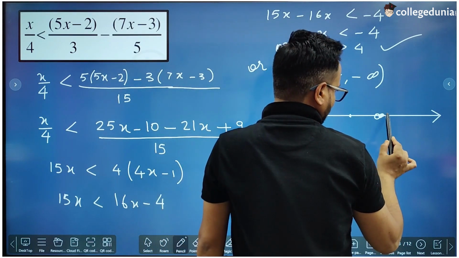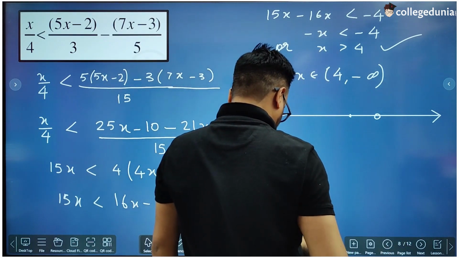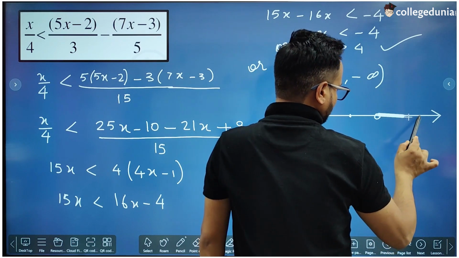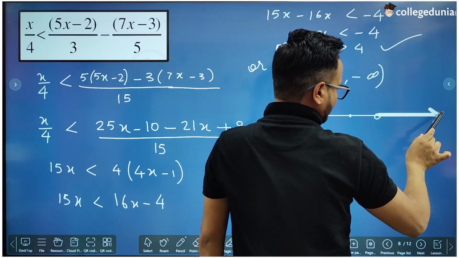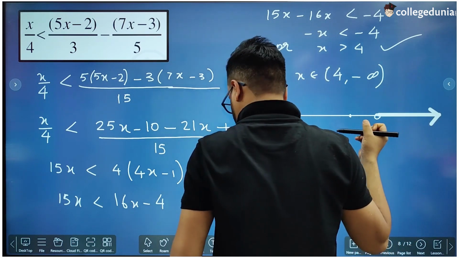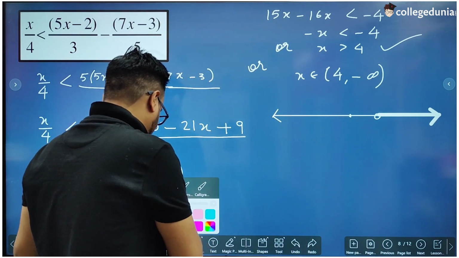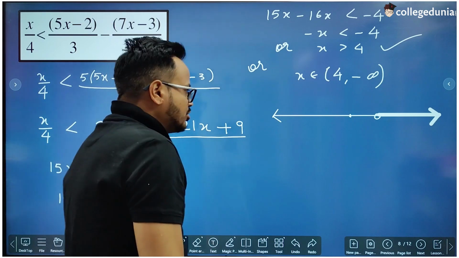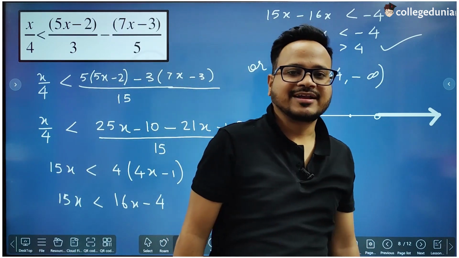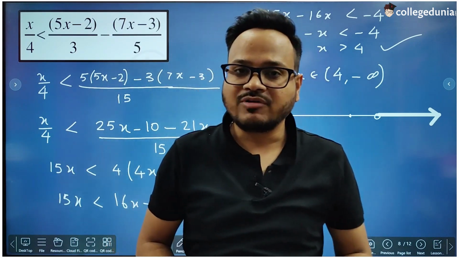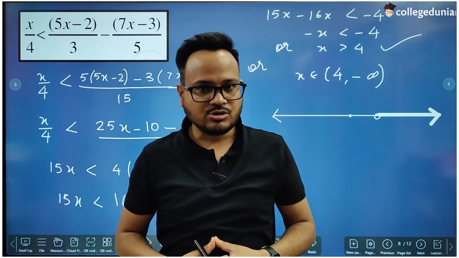and we will make this part bold. This is the bold part. So this is the solution on the number line. So this is how you can solve inequalities and represent the solution.